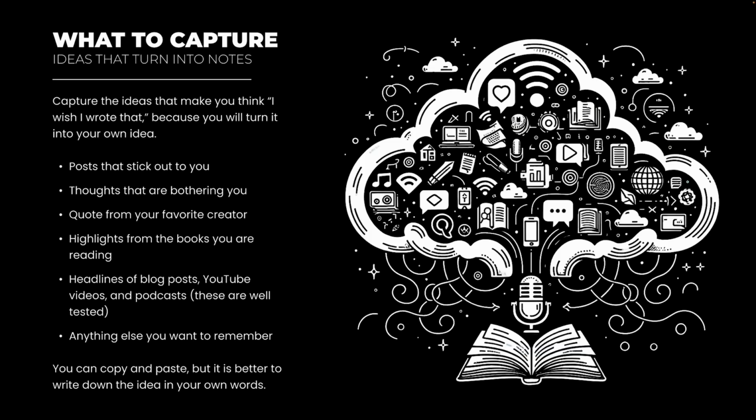And then aside from that, of course, just anything else you want to remember. So if you want to remember everything, just make sure you capture it in some way. Now, you can copy and paste things, or you can have AI write things for you, which AI is coming to Cortex in a bit. But in my eyes, it's better to just write down the idea in your own words. If it's something that sticks out to you and you have thoughts about it, open up Capture and just start writing it.